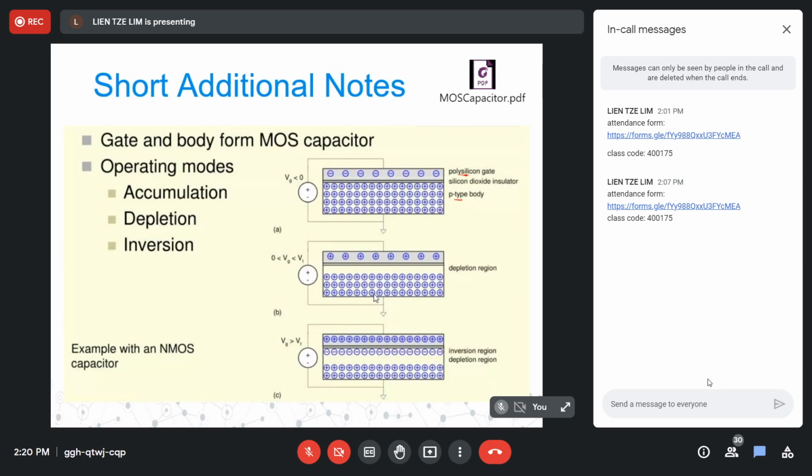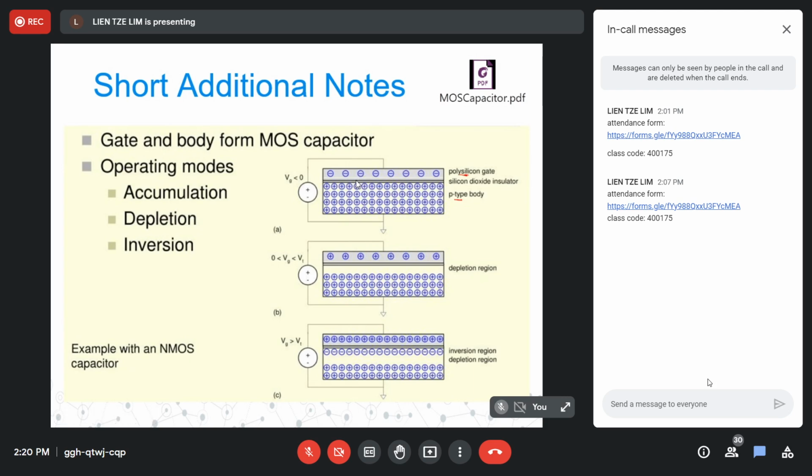As you see here, these three are in different operating modes because they have different gate voltages, meaning the input voltage is different. When the transistor operates at different input voltages, the number of charges and the positions of the charges in the gate and body are different. This is an NMOS, and we can call this a MOS capacitor.